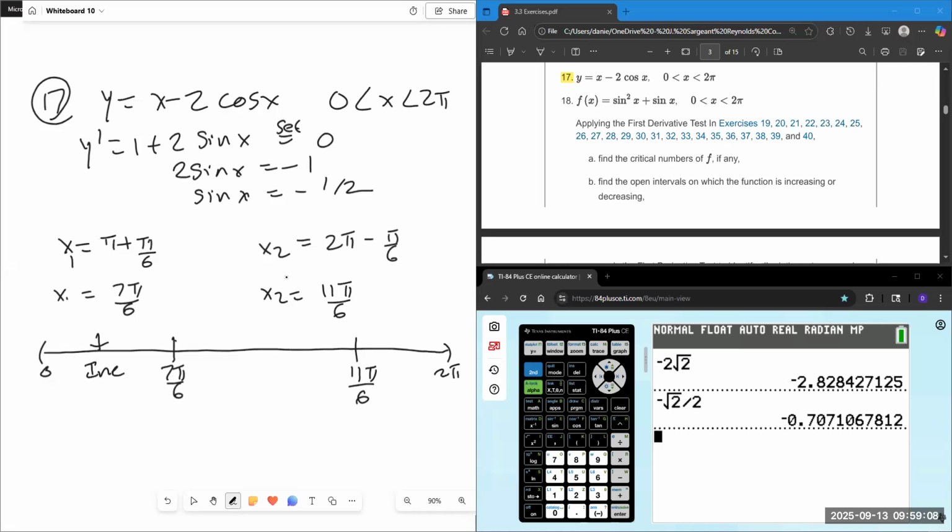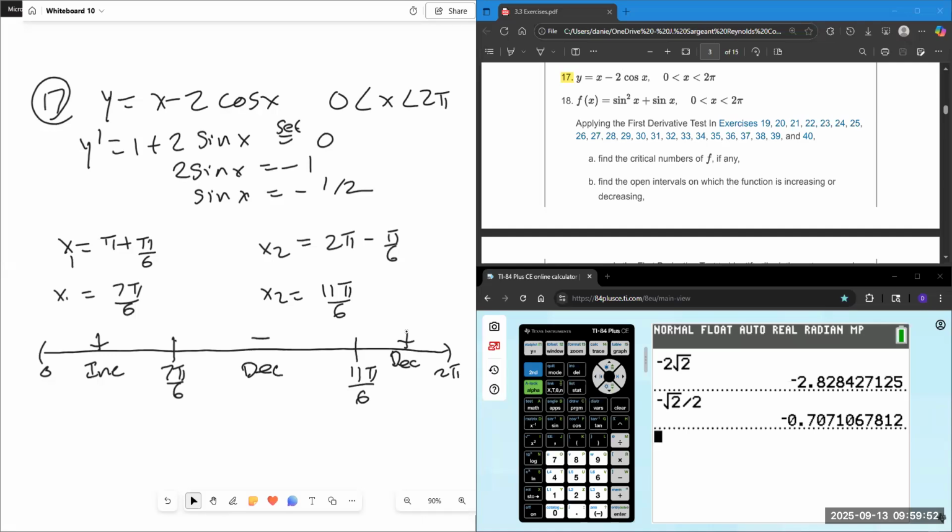Between 7 pi over 6 and 11 pi over 6, I'm going to choose 3 pi over 2. Sine of 3 pi over 2 is -1, so 1 minus 2 is a -1, and we're decreasing here. And I'm going to take the limit here as I approach 2 pi from the left. So I'm getting close to a value that exists here. So sine of 2 pi is 0. 1 plus 0 is a +1. Even though I'm not defined at 2 pi, I can take the limit as I'm getting close to it.